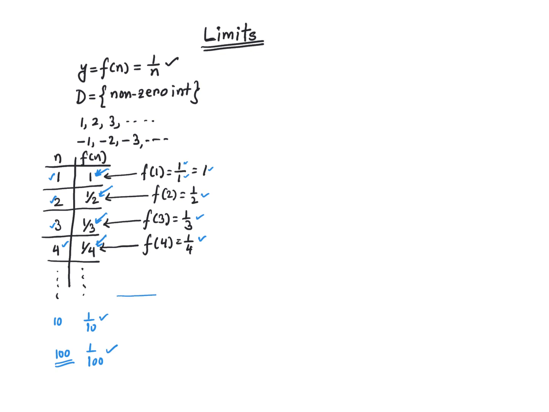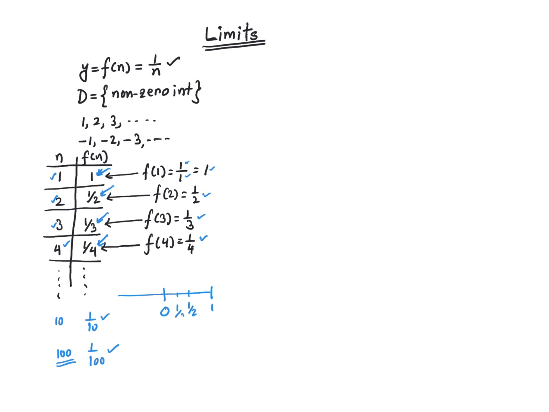So let me give you an example here. This is your favorite number line. You start at 1, then you get to 1/2, then you get to 1/3, then you get to 1/4. You can get as close to 0 as you wish. You can get as close to 0 as much as you want by making your input n bigger.